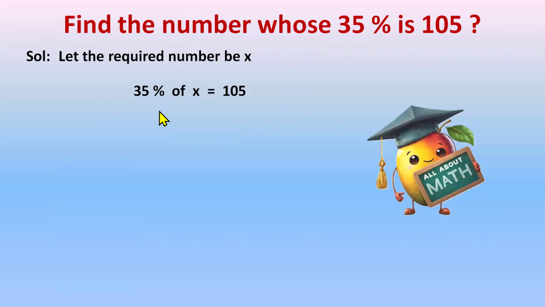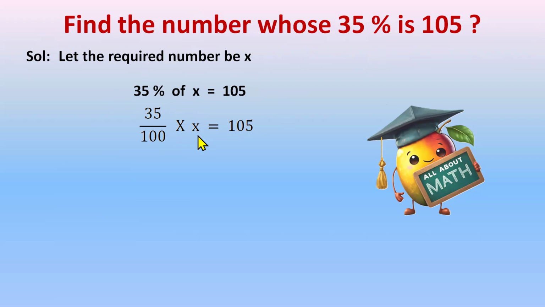So this statement can be written in mathematical form. 35%: remove the percentage symbol and write 100 in the denominator. So 35 by 100 of, which means multiply, x equals 105. We have written the statement in mathematical form. Now we have to find the value of x.